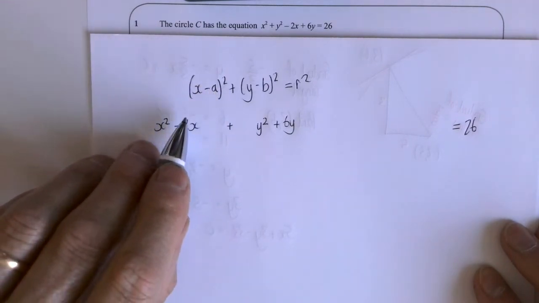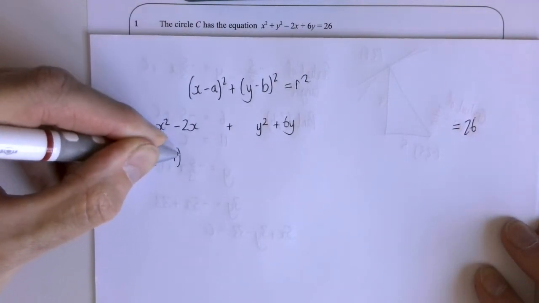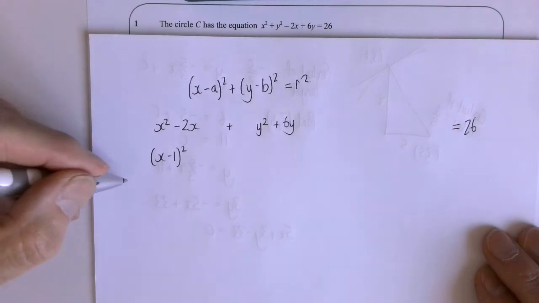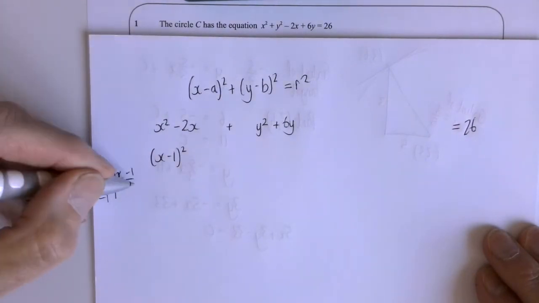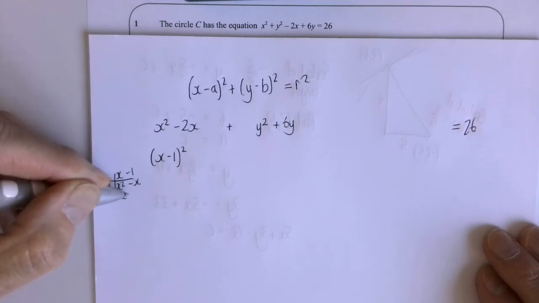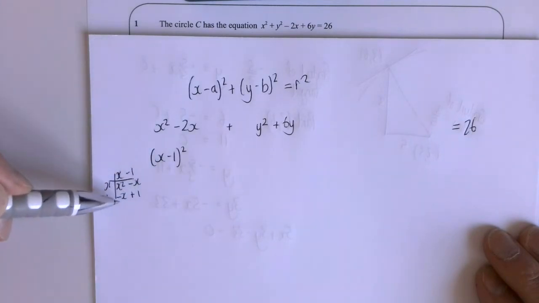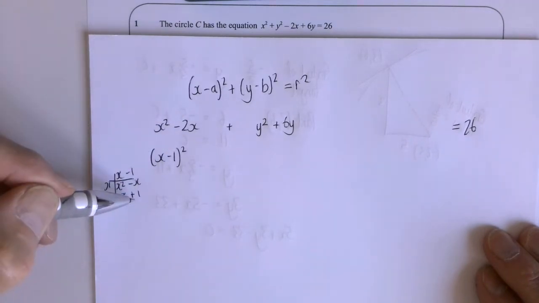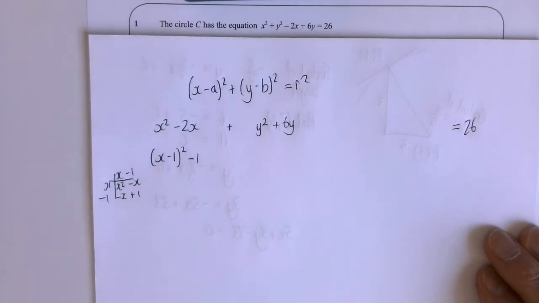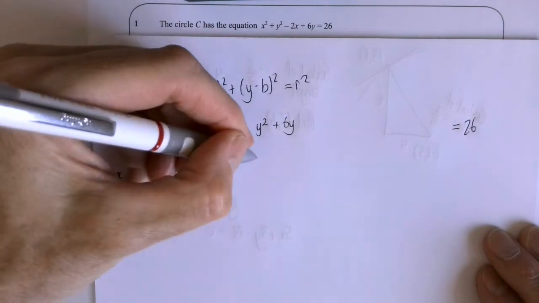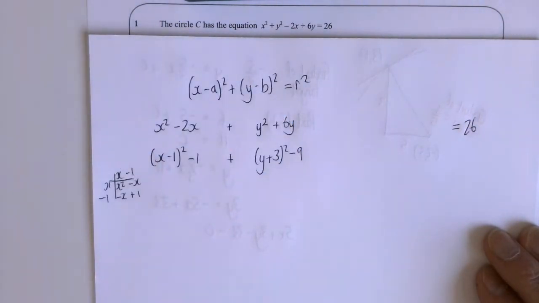So if I want this in a completed square form bracket, I know that it's going to have x minus 1 squared, because that gives me x squared minus 1x minus another x plus 1. And x squared, tick, minus 2x, tick, plus 1. Haven't got a plus 1 here. So if this is to be the same as this, you've got to take away 1. Going to do the same here, so I get y plus 3 squared minus 9 for similar reasons.